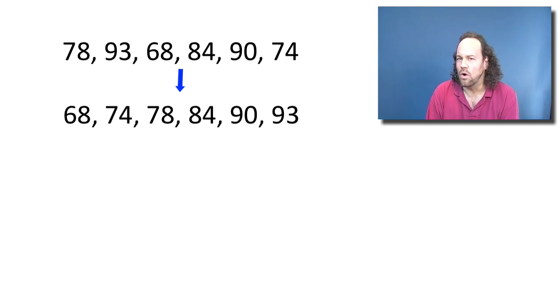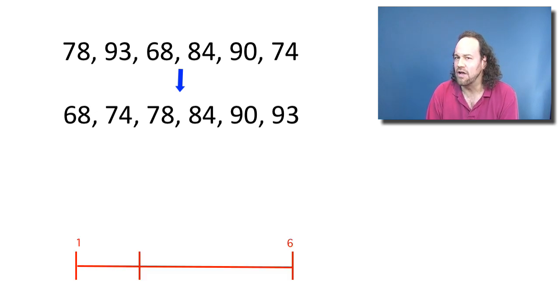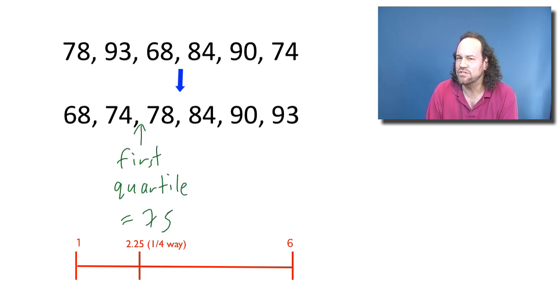Now what about the quartiles? Well, the 1st quartile should be the number which is 1/4 of the way along from the 1st number up to the 6th number. In this case, that's the 2.25 number. Well, there's no such number, but we can take the number which is 1/4 of the way from the 2nd number up to the 3rd number, which in this case is equal to 75. So we say the 1st quartile is 75.